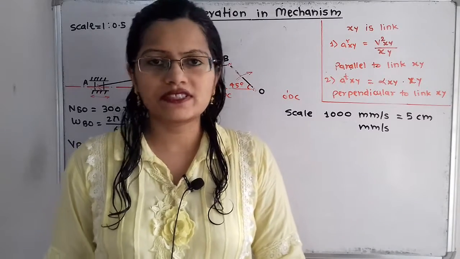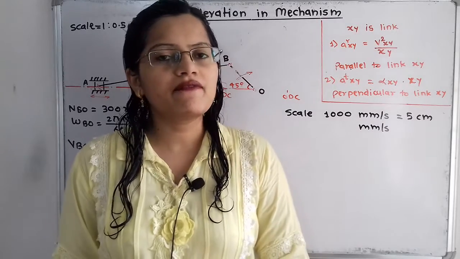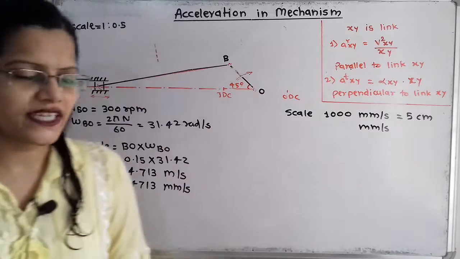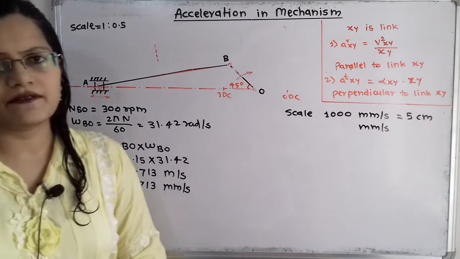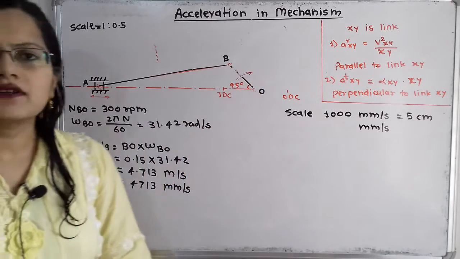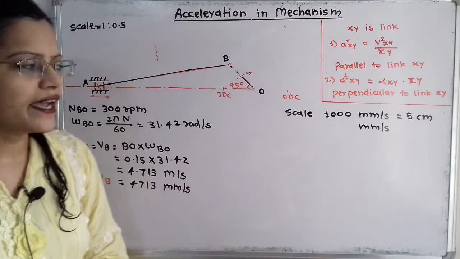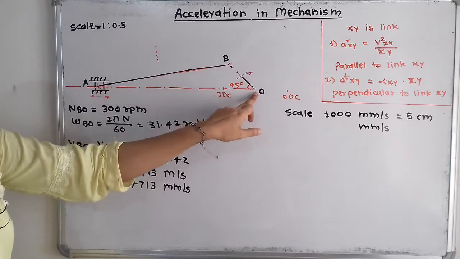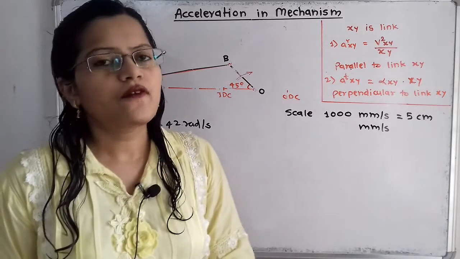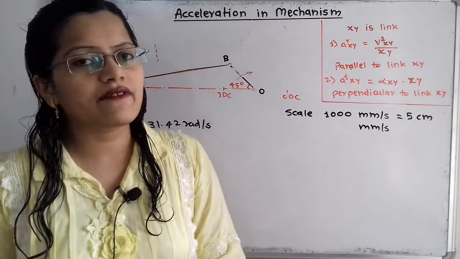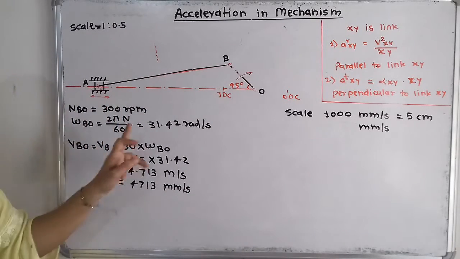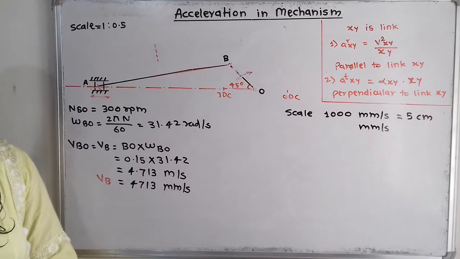Now we will draw velocity diagram. So before that we will first find out what is the linear velocity of this crank OB. So here the rotational speed of this crank OB is given. So here O is the fixed point and point B is rotating about point O. So here we can say that the speed of B about O, that is N_BO, is equal to 300 rpm. So from that we can find out what is the angular velocity omega. So omega_BO is equal to 2 pi N by 60, that is equal to 31.42 radians per second.